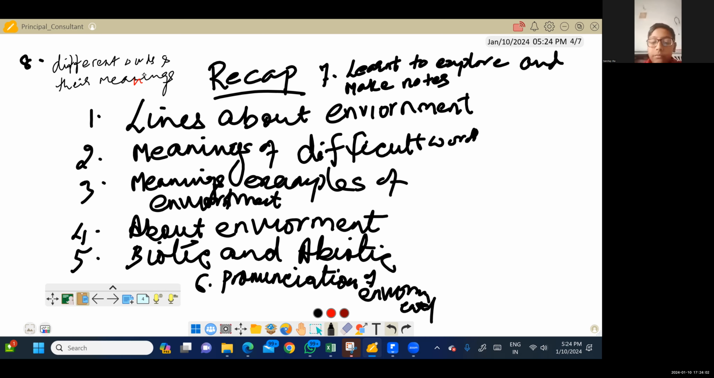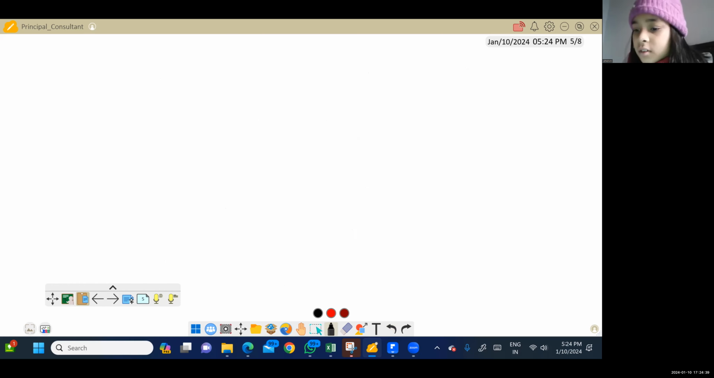Very good. Fine. So I will tell you when we'll meet next according to the schedule. But please practice. Your homework is that you'll be writing 2 pages on environment. And when you're writing 2 pages on environment, you'll be writing the meaning of those difficult words. You will send me the screenshot by tomorrow evening. Please note your task.